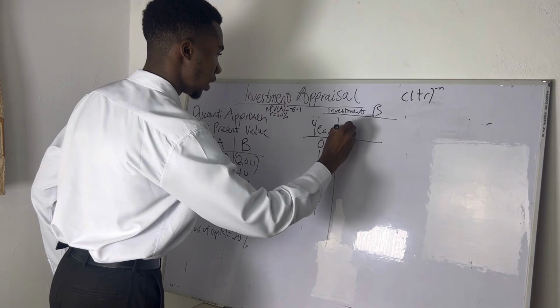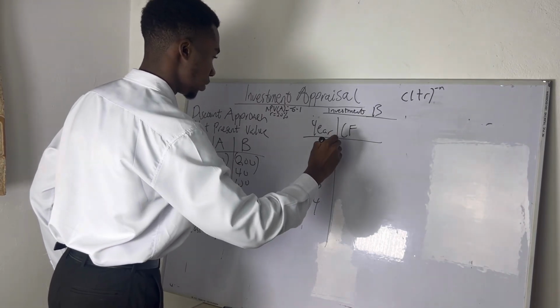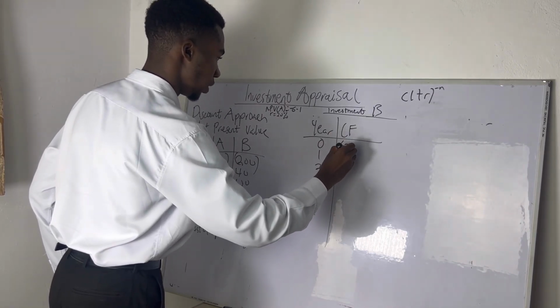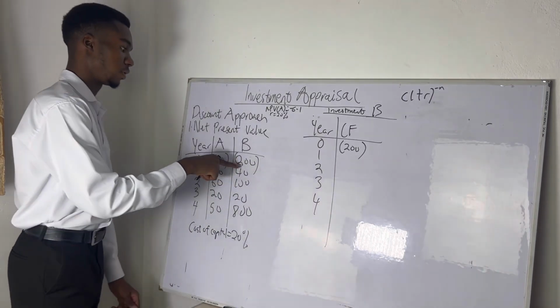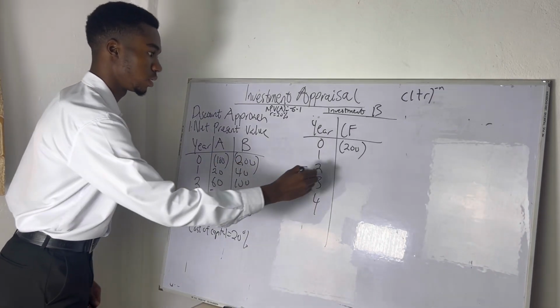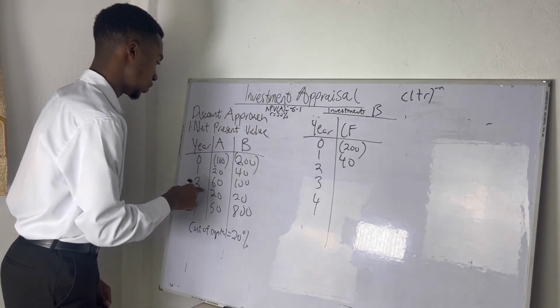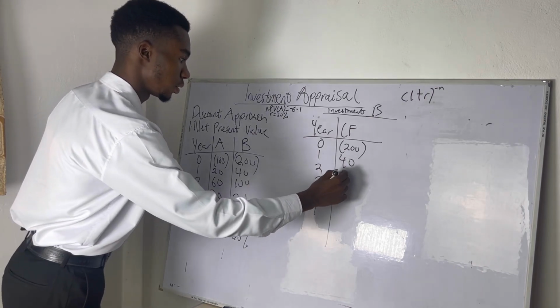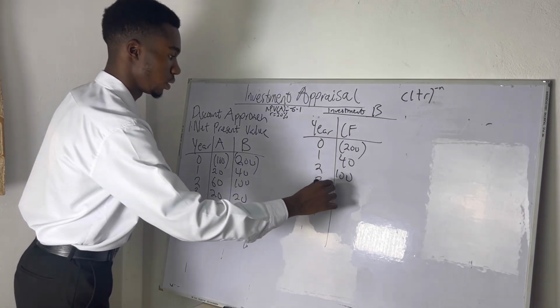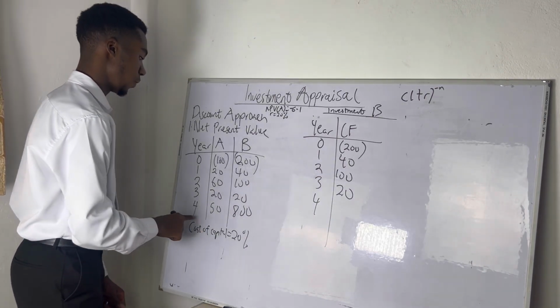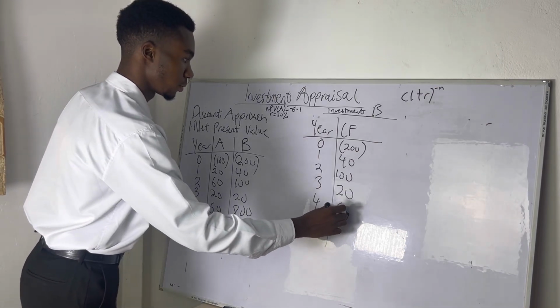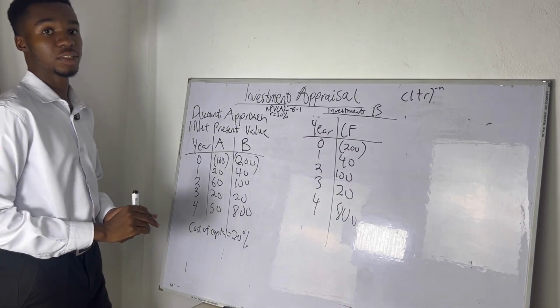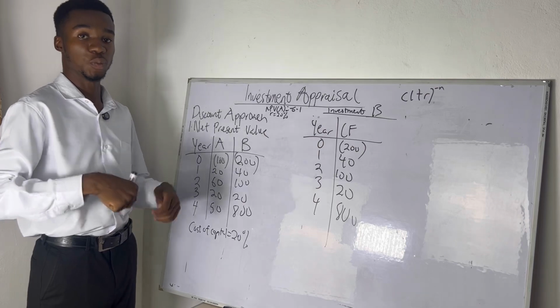Then the cash flows, which is 200. So the values of the investment be 240. Then year 2, we have 100. Then year 3, 20. Then year 4, 800. So these are the cash flows, how much you are going to get. But we want to know how much it will be worth now.